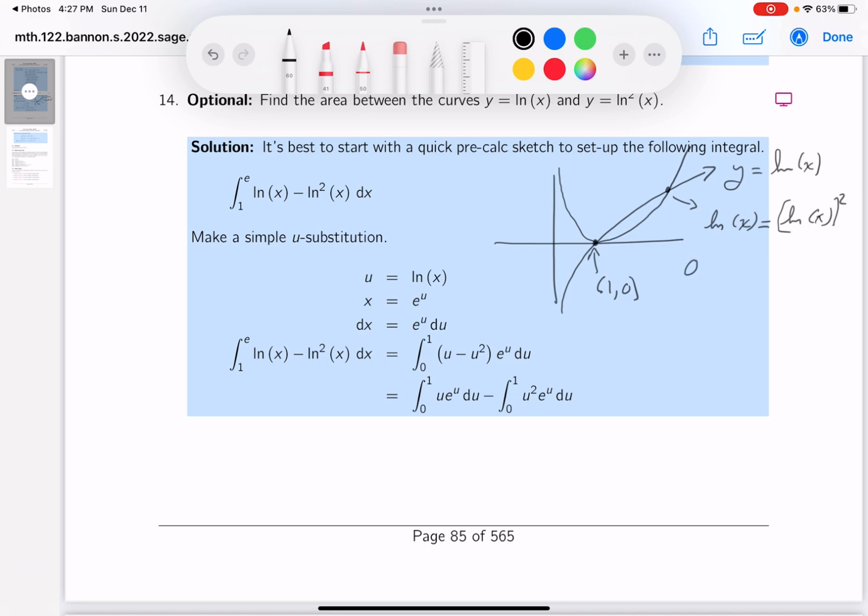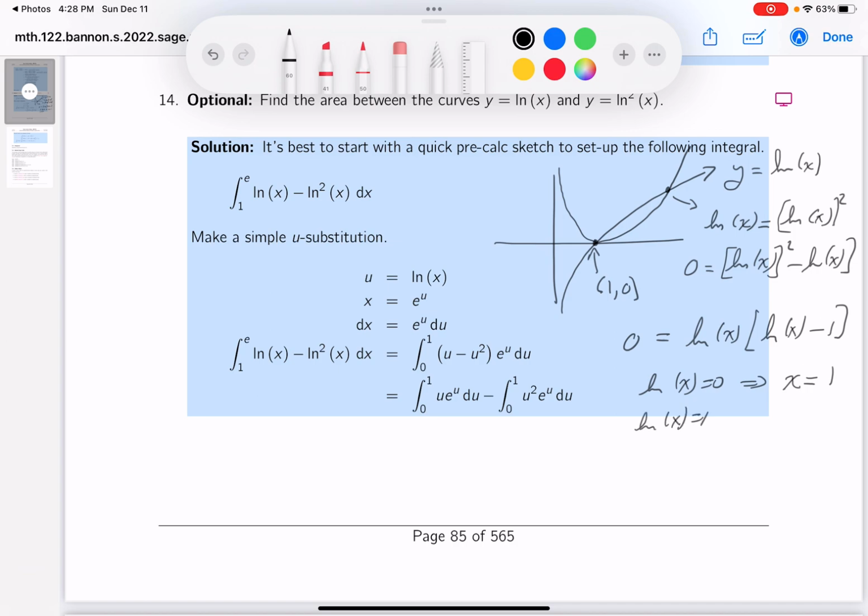Let's solve that for 0. You get the natural log of x squared minus the natural log of x. I'd factor out a natural log, and you get natural log of x times the quantity natural log of x minus 1. By the zero product rule, the natural log of x equals 0. That, of course, equals 0 when x is equal to 1. And then the natural log of x equals 1, and that would occur when x is equal to e. So I know this point of intersection over here. It's going to be e, comma, 1.